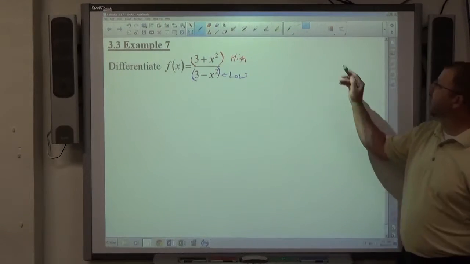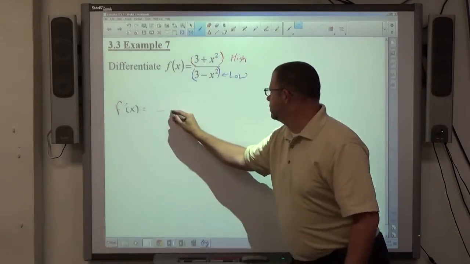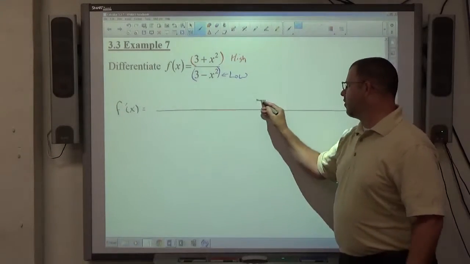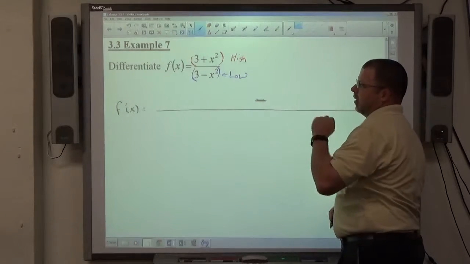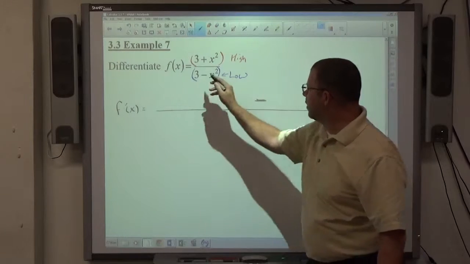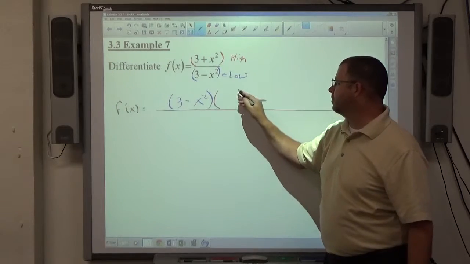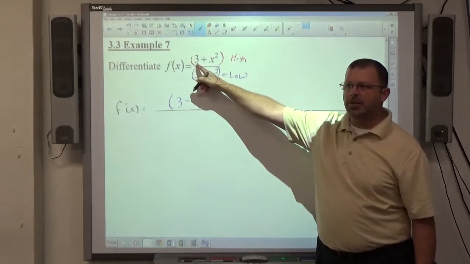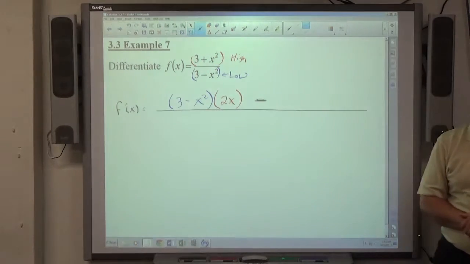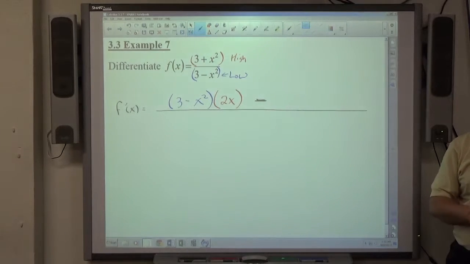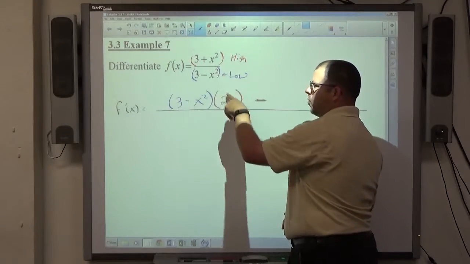So if I apply the quotient rule, basically I create this structure here. Low d high, high d low, square what's below. If we start with low d high, low is 3 minus x squared. D high is the derivative of the top. The derivative of 3, being a constant, is 0. The derivative of x squared is just 2x. The functions on top and bottom are just polynomial functions, so differentiating them is just the power rule for each one. So again, d high in this case is just 2x.